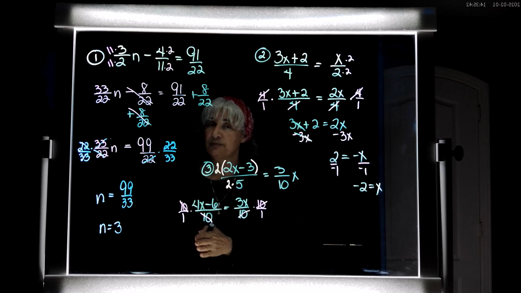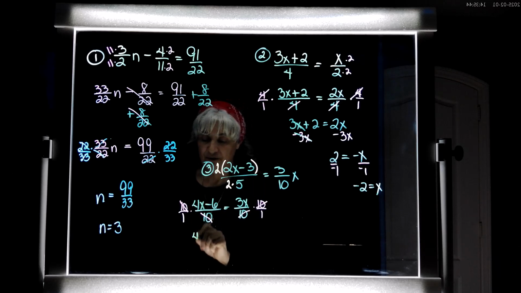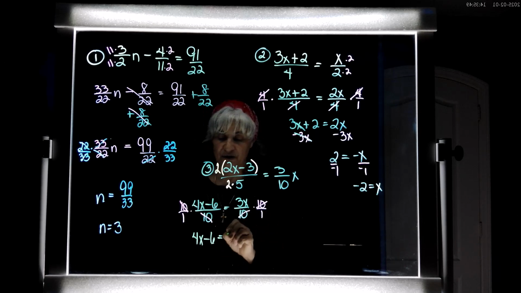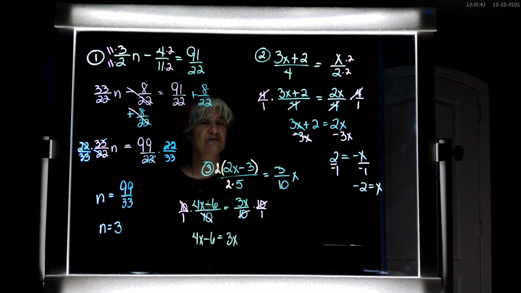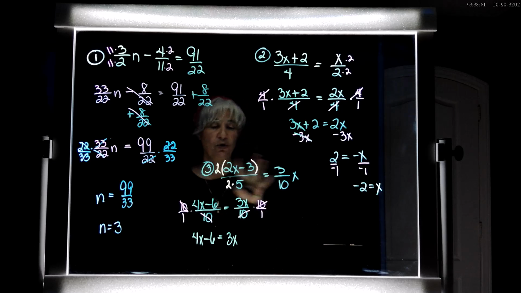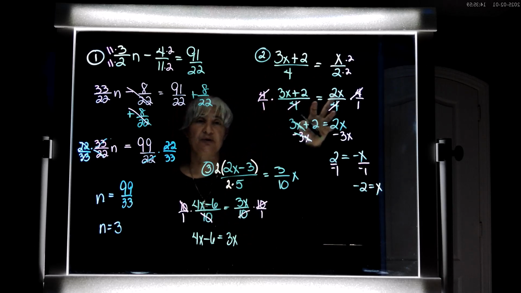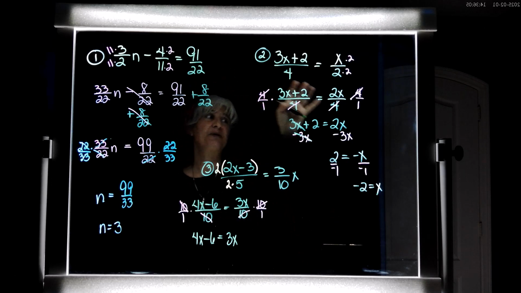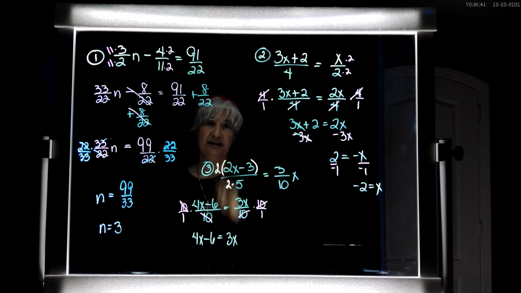On the left, what remains? 4x minus 6. On the right, 3x. And now this is a very simple problem to solve, isn't it? It's almost just like this one. This whole process on number 3 was just like the process on number 2. But I started all 3 of them exactly the same. I got a common denominator first. That's the key. And then you can decide where you go from there.